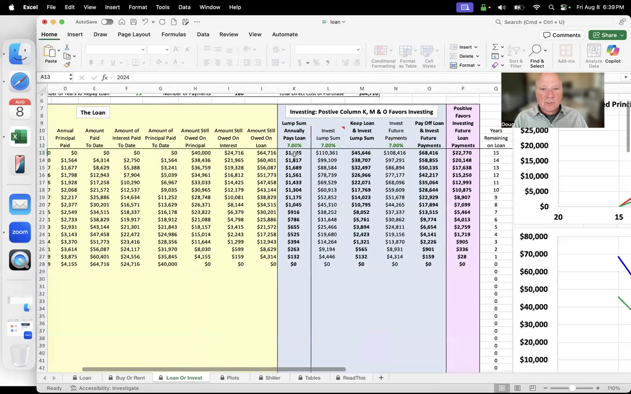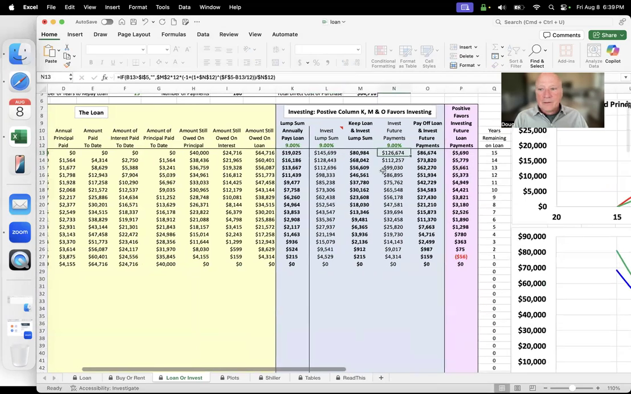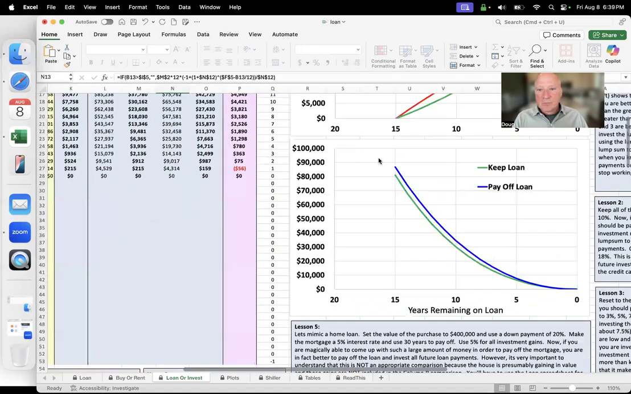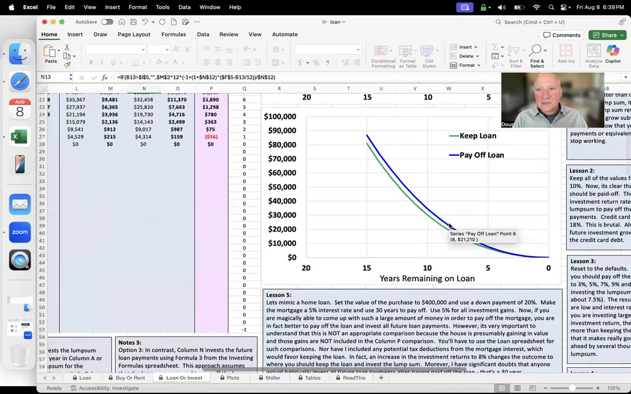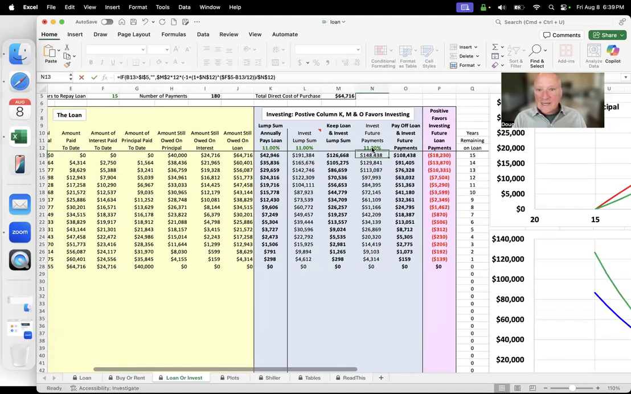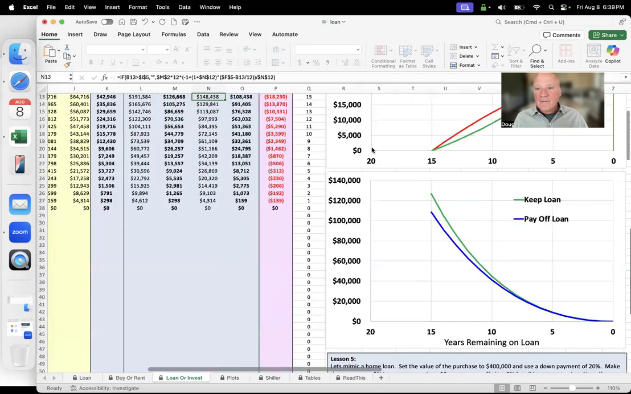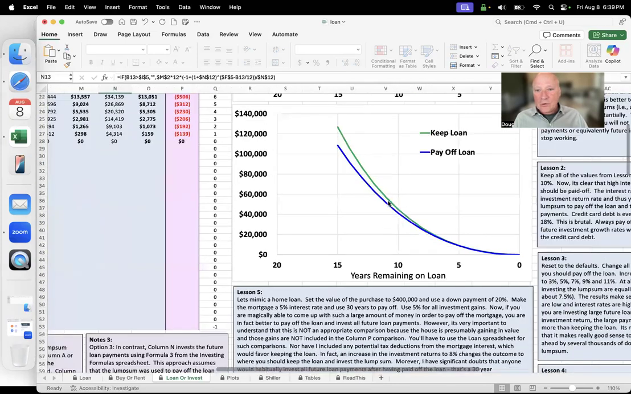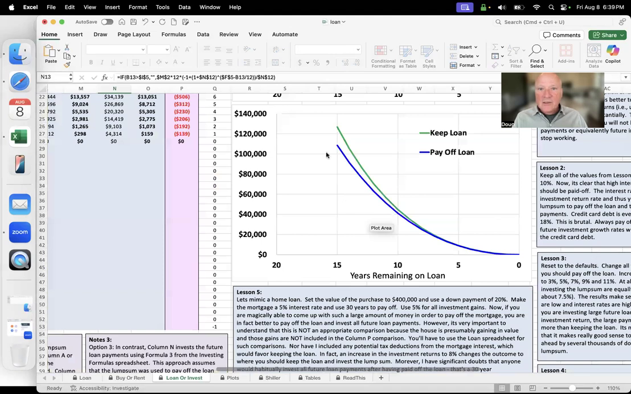How about 9%? Let's see what that looks like. Okay, we're getting a lot closer, but pay off the loan is still the answer. And I think as you're already figuring out, 11% investment growth rate is going to be when the idea of keeping the loan is the better idea. And so here we're going to say, okay, keep the loan if we think that those future investment growth rates are going to be 11%, then we should keep the loan.